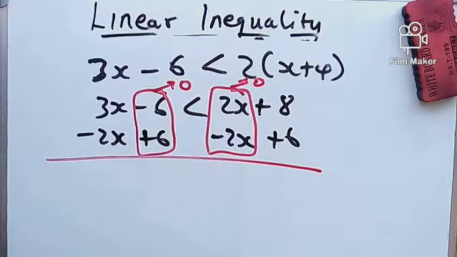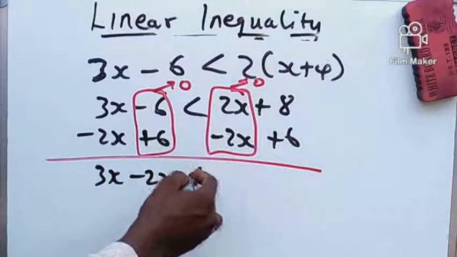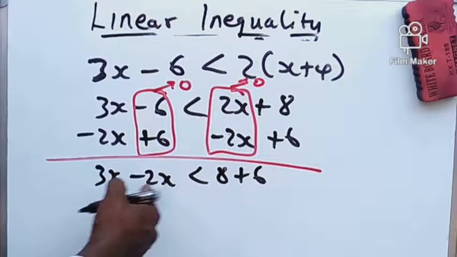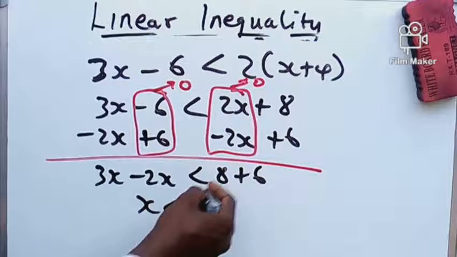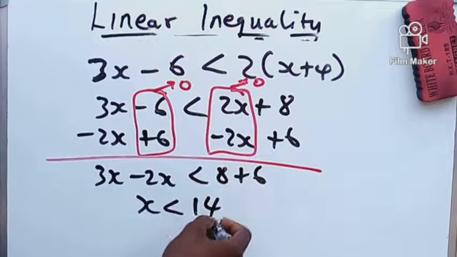And then I'm left with 3x minus 2x less than 8 plus 6. So go ahead and simplify. 3x minus 2x is simply what? x. Less than 8 plus 6 is simply what? 14, and that is the answer.